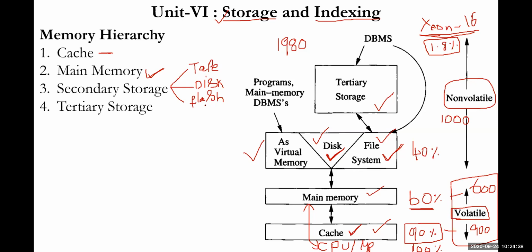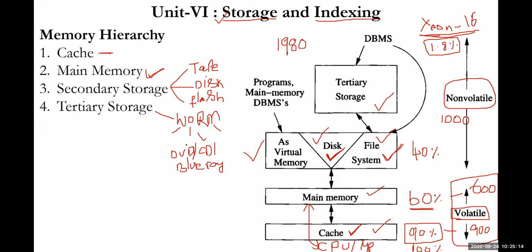And tertiary storage will also be called WORM. So what does it mean? Write once, read many. These disks are called DVDs, or CDs, or Blu-ray discs. All these things will be called tertiary discs.